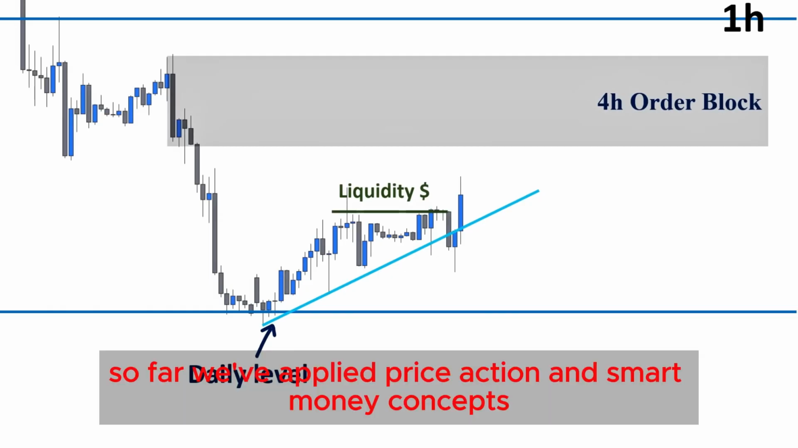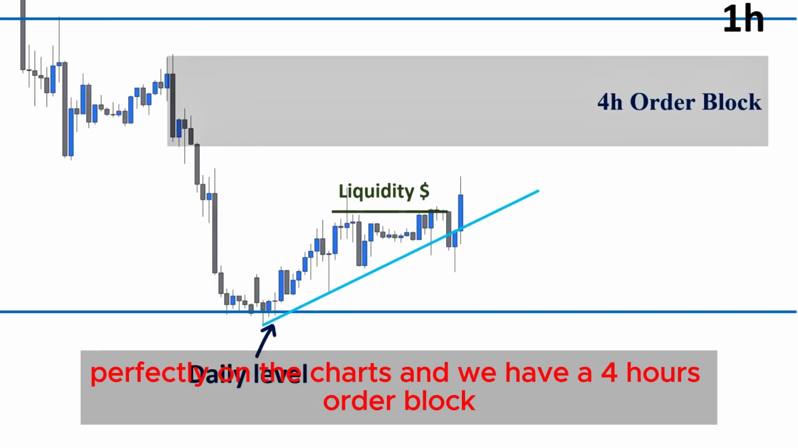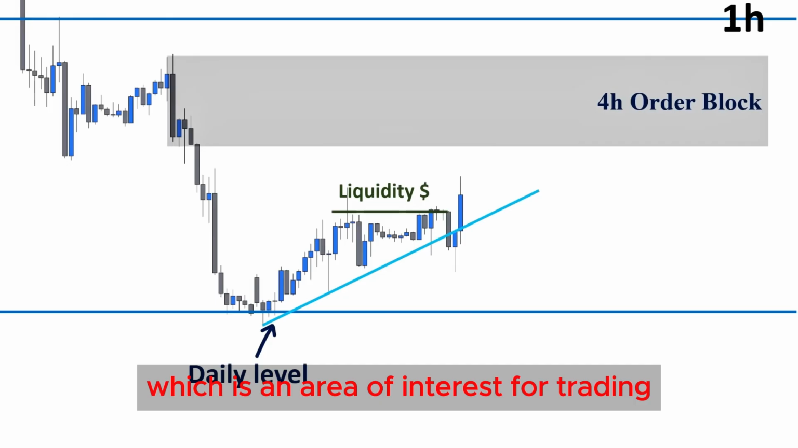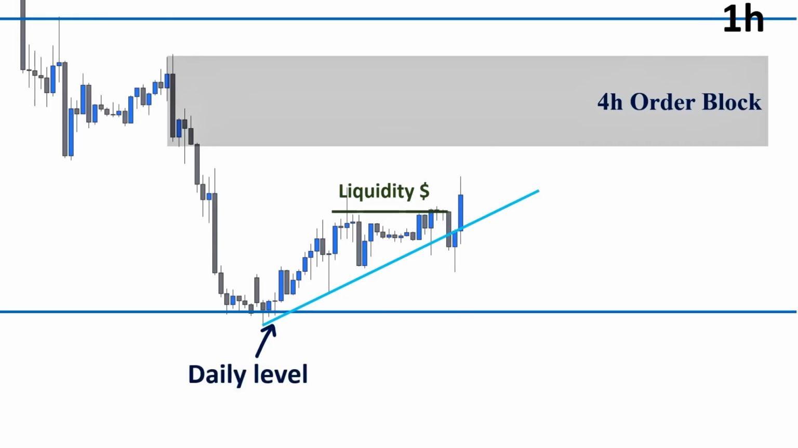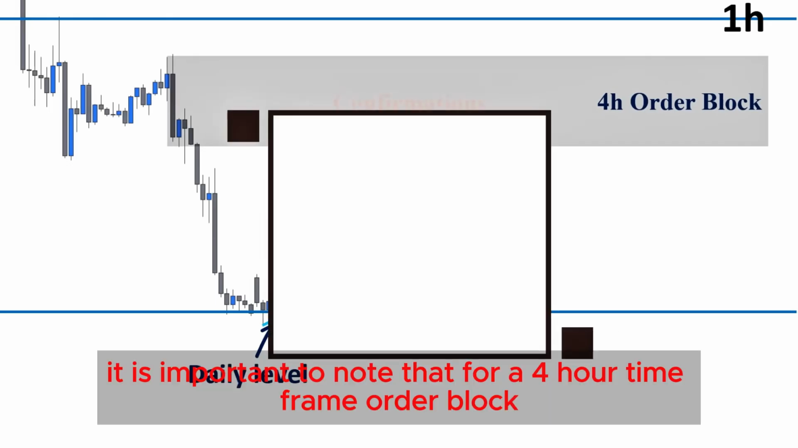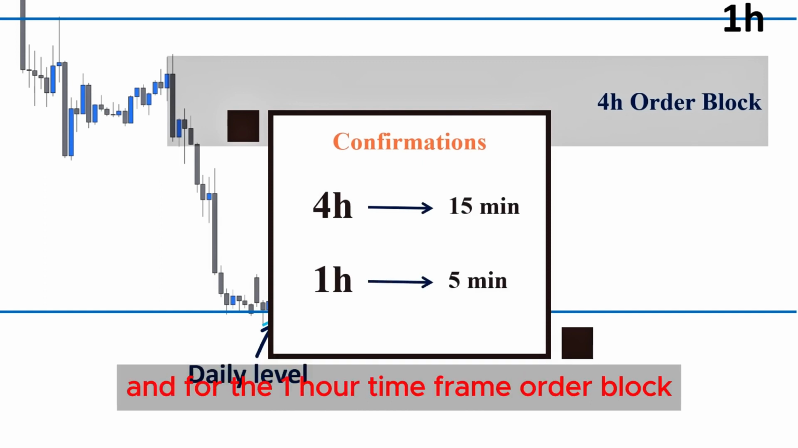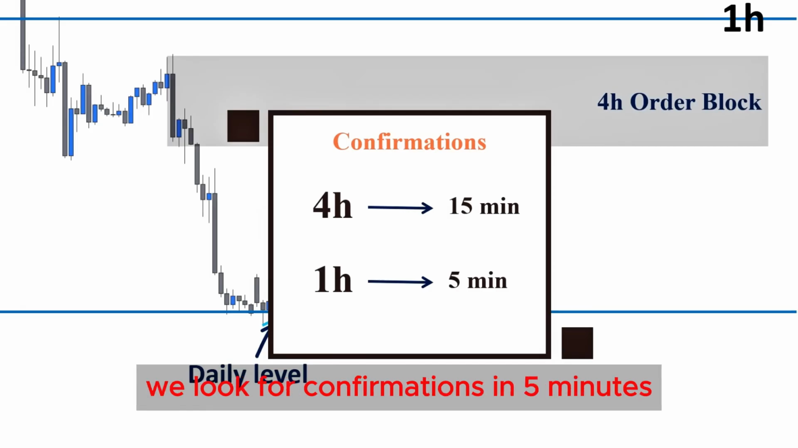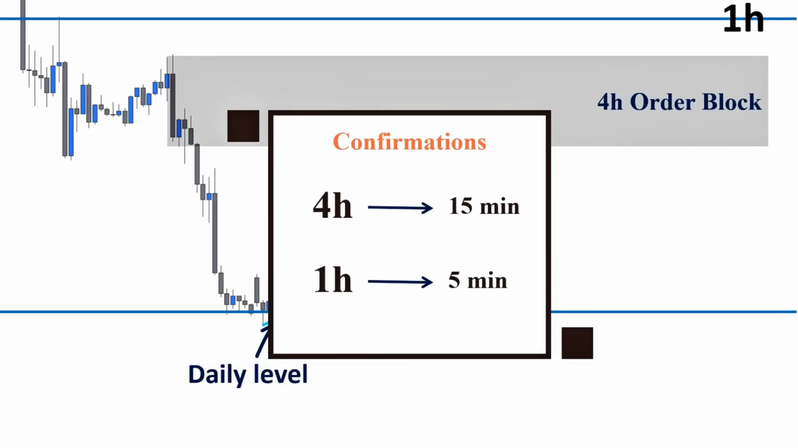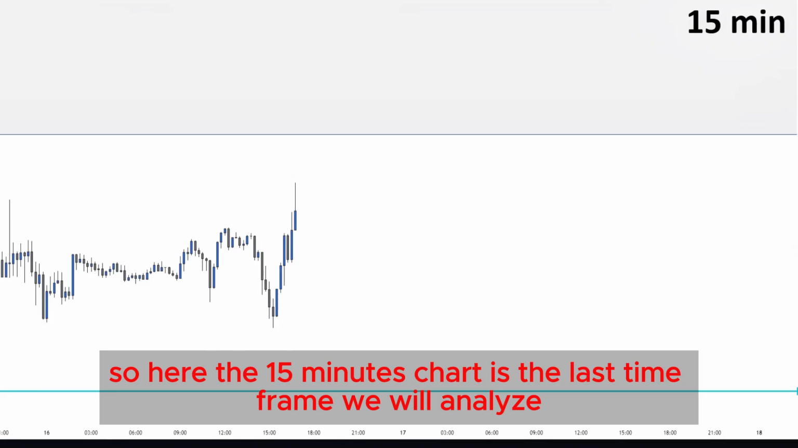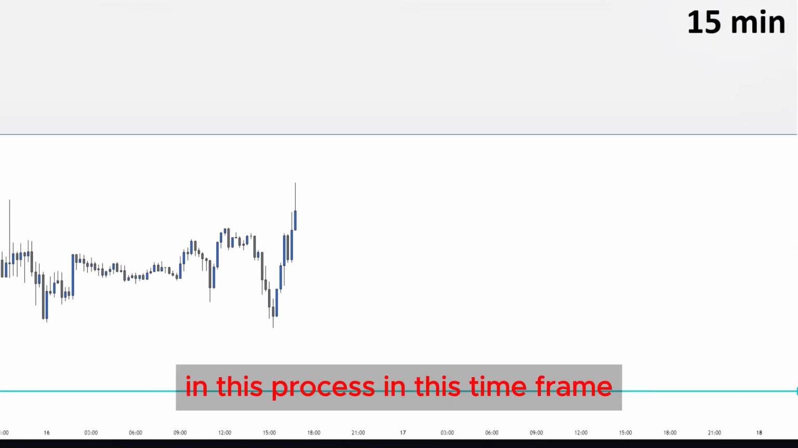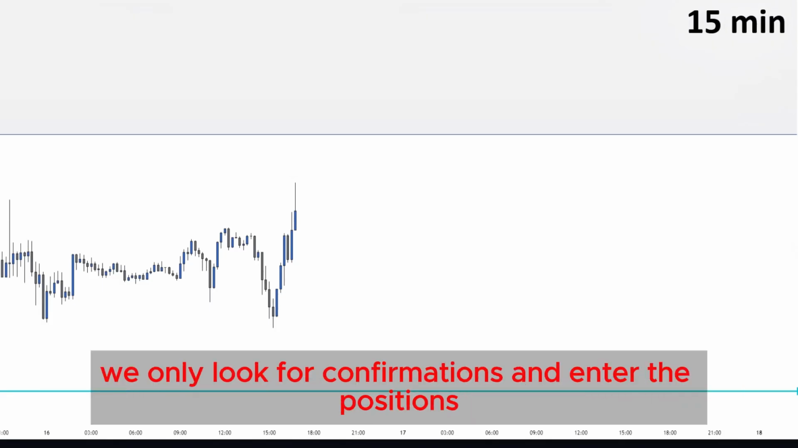So far, we've applied price action and smart money concepts perfectly on the charts, and we have a 4 hours order block, which is an area of interest for trading. It is important to note that, for a 4-hour timeframe order block, we look for confirmation in 15 minutes, and for the 1-hour timeframe order block, we look for confirmations in 5 minutes. So here the 15 minutes chart is the last time frame we will analyze in this process. In this time frame, we only look for confirmations and enter the positions.